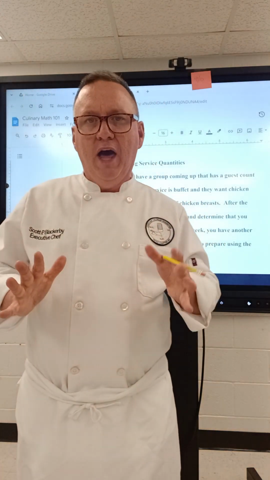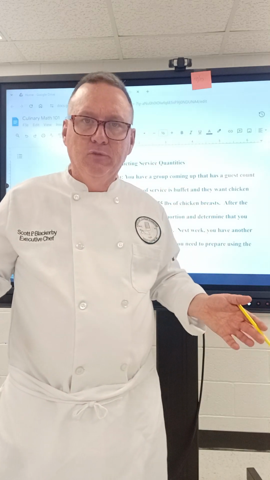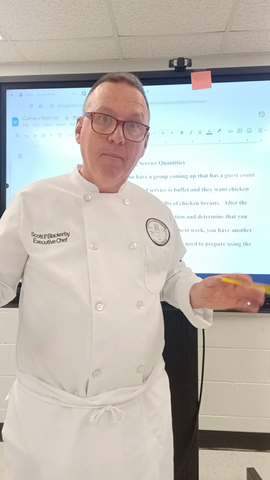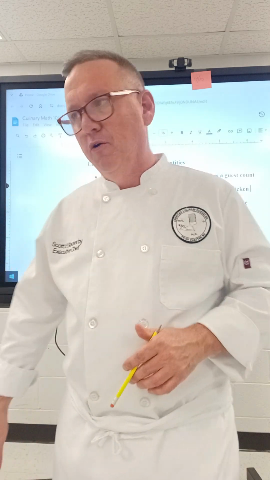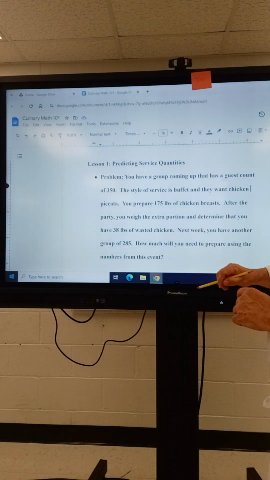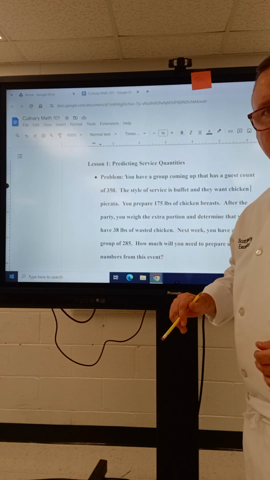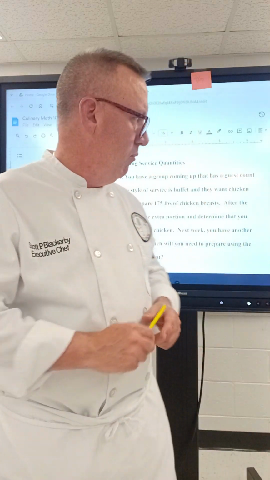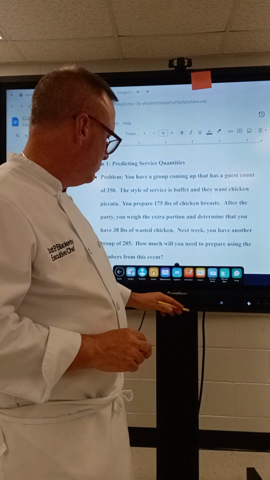So the idea behind it is we made a mistake. Okay, we overshot it a little bit. We made too much. Obviously, better than not making enough. But we're going to take a look at this information, and we're going to determine a way to predict the next time that we do an event. Okay, so I want to look at some numbers here.